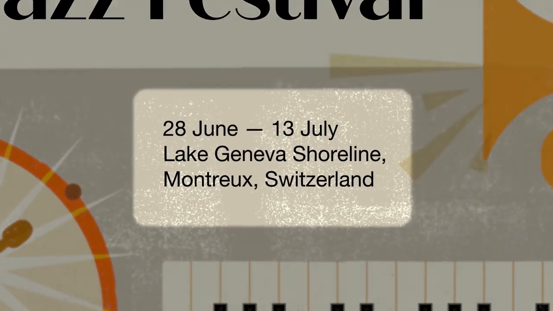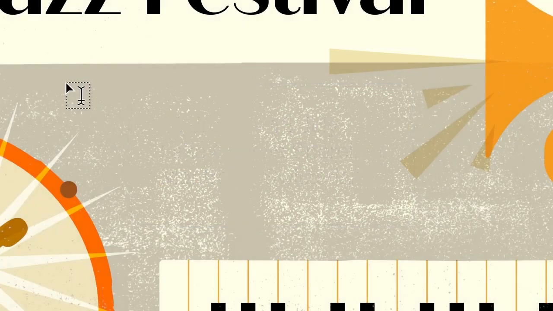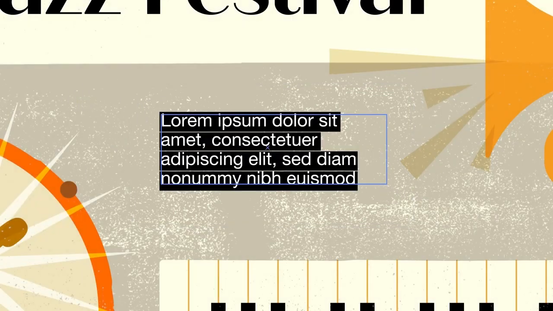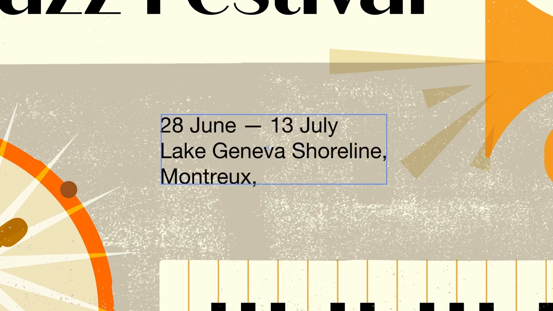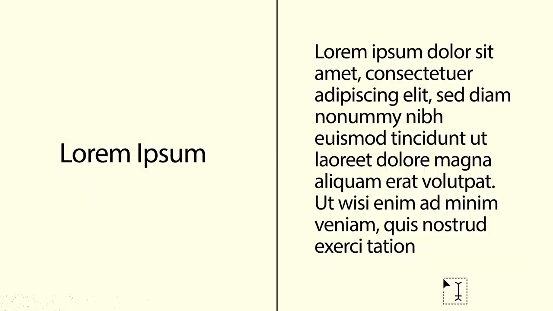Another way is if you want to add multiple lines of text, like the event details in this same flyer. Instead of just clicking, you need to drag with the Type tool so you can make an area you want your text to fill. Text you add by clicking is called point type, and text you add by dragging is called area type. But don't worry, I'm not going to test you on this later.